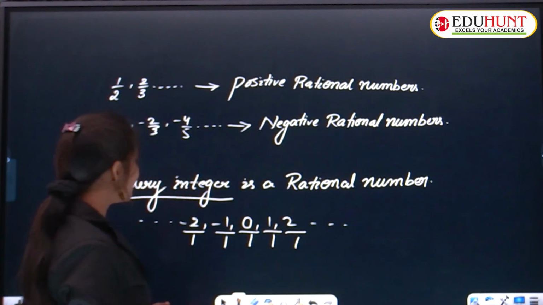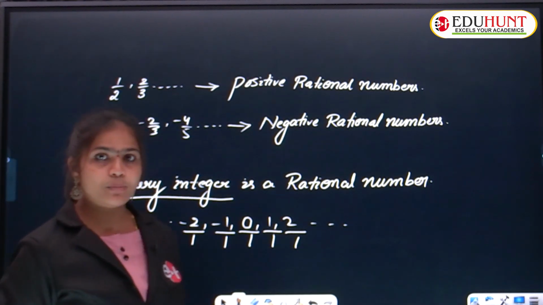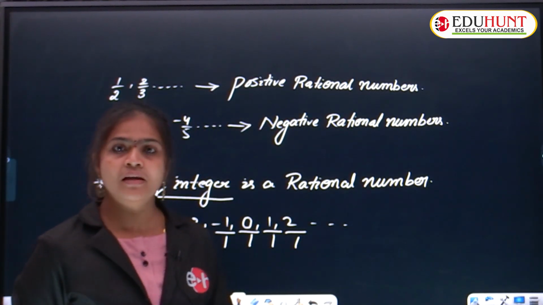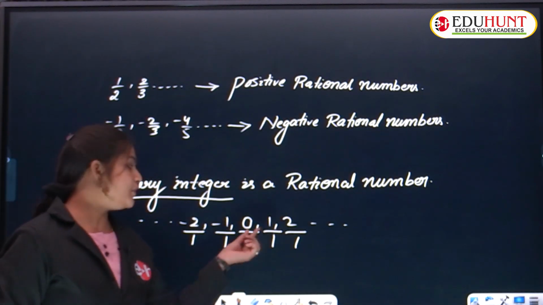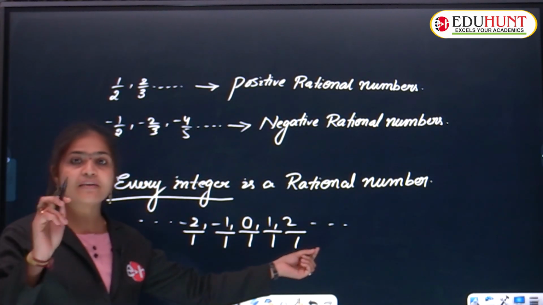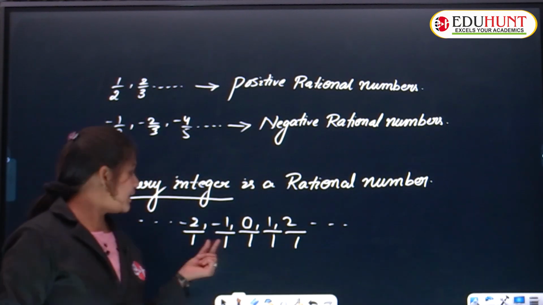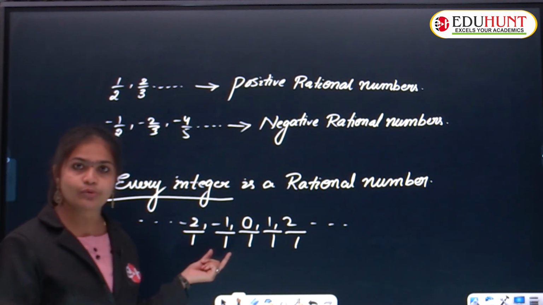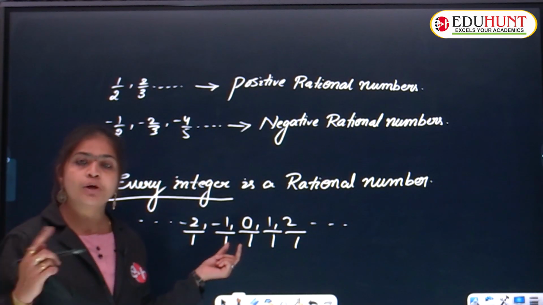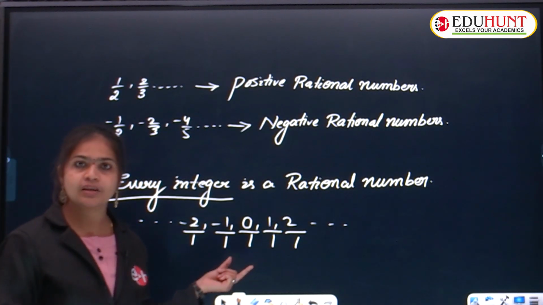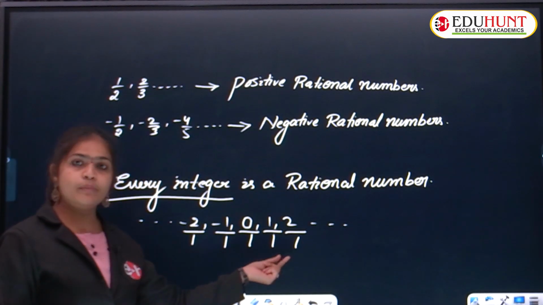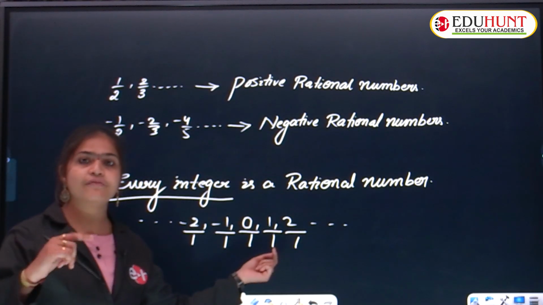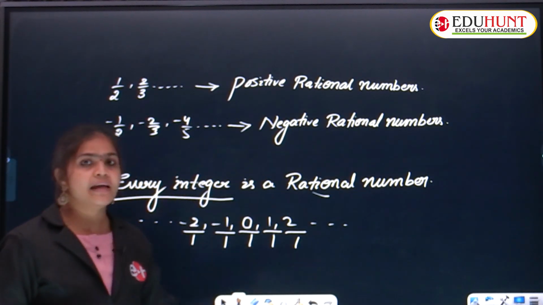Understood? Now you may ask why we take only 1 as the denominator. If you take any other number, the value may change. Yes or no? If you take only 1 as the denominator, then the value always remains the same. Here minus 2 by 1, again you will get minus 2, 0 by 1 is 0, 1 by 1 is 1, 2 by 1 is 2. Understood? By taking 1 as the denominator, there is no change in its value. That's why every integer we can express in the form of a rational number.